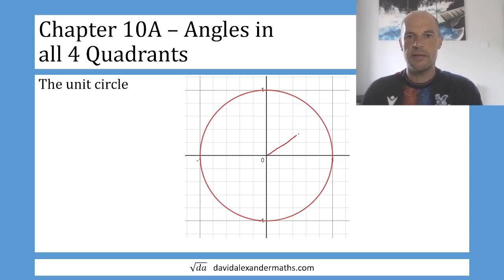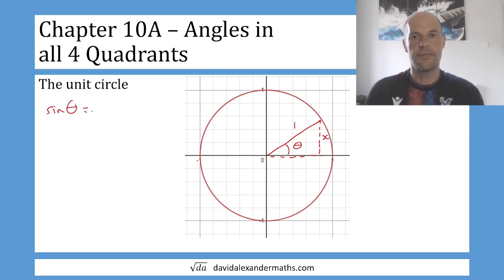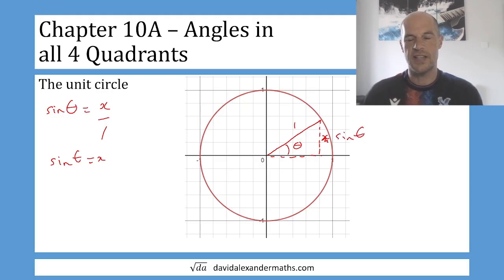Now, if I draw a radius, again, it will always be 1, and turn this into a triangle, and I call this theta, then what is the height of the triangle? Well, I'll call it x. Now we can use trigonometry here, so I can say that the sine of theta is x over 1, so therefore the sine of theta is x. So x is the sine of theta.